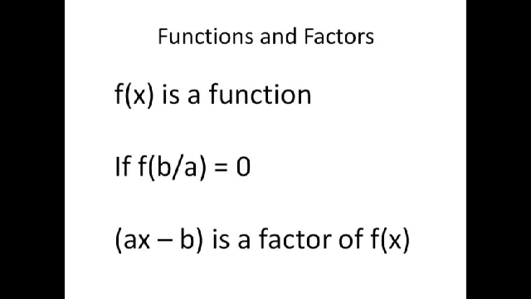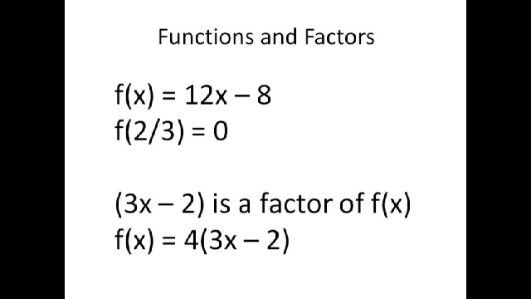If f(x) is a function, and f(b over a) is equal to 0, we know that ax minus b is a factor of f(x). So it's basically the same as the previous one, but a tiny bit more complicated, and we'll have an example on the next slide. So our function is 12x minus 8, and we've been told that f(2 over 3) is equal to 0, so when x is 2 over 3, the whole function is equal to 0.